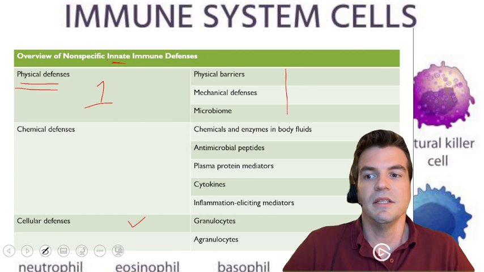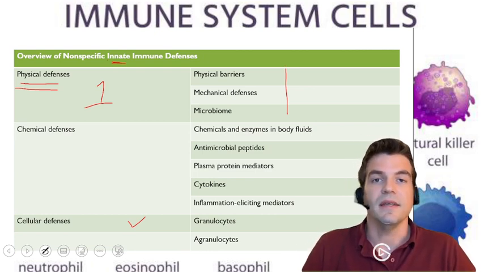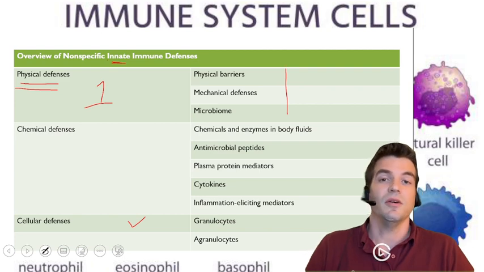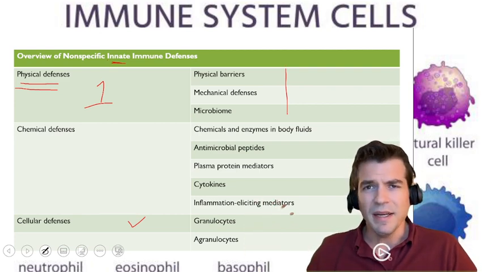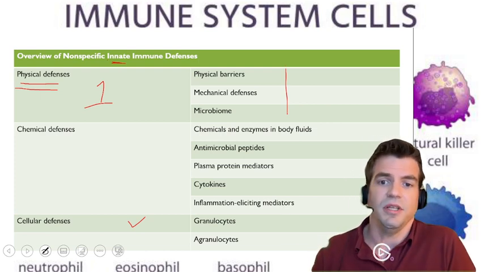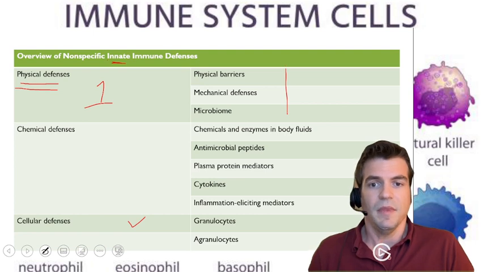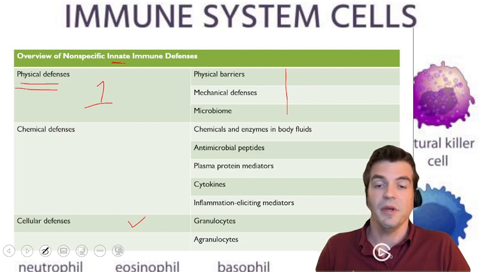So the physical defenses are physical barriers, like the skin and the eyes. Mechanical defenses are the peristalsis, not letting something come in, stomach acid, all that good stuff. And even the microbiome on our skin or in our gut helps prevent us from getting infections as well.